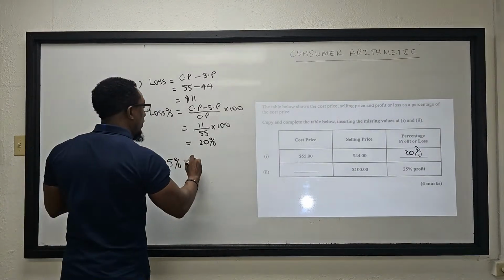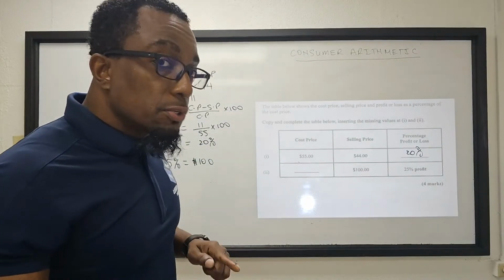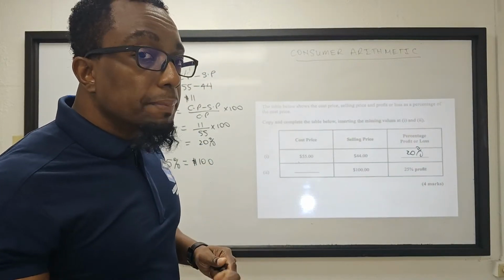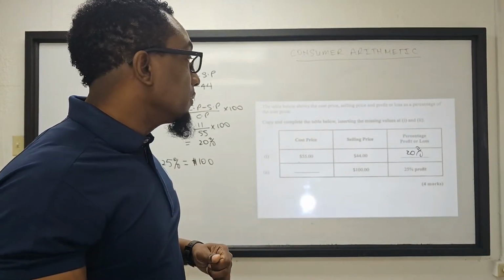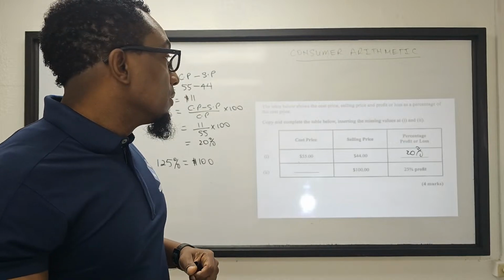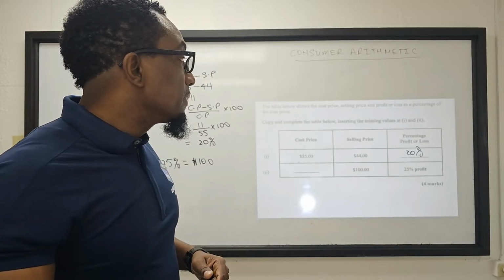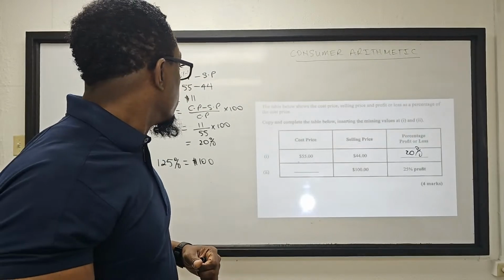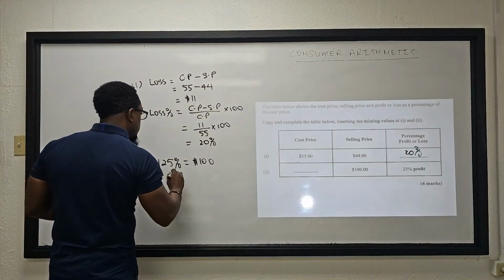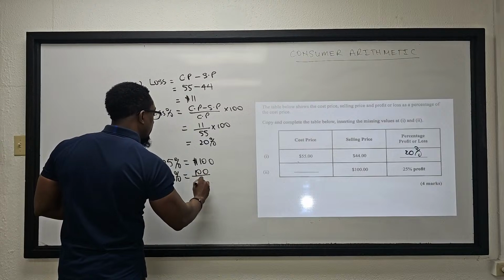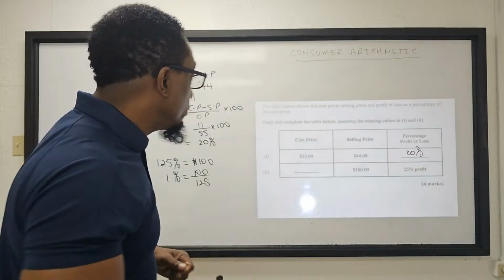So we can state in part 2, 125% is equal to $100. And the cost price will equate to 100%. The selling price is 125%. 125% is equal to $100. So you want to determine what is 100%. 100% will represent what your cost price is equal to. So if 125% is $100, 1% will be 100 divided by 125. And therefore 100%.